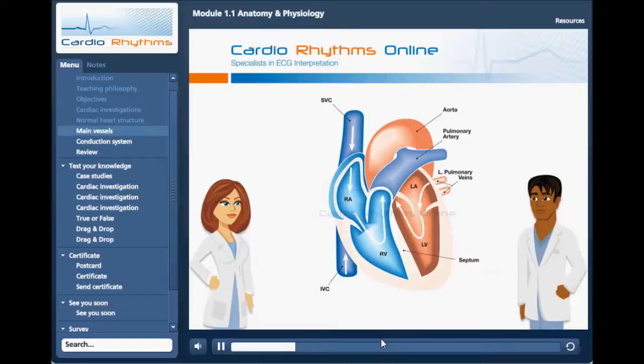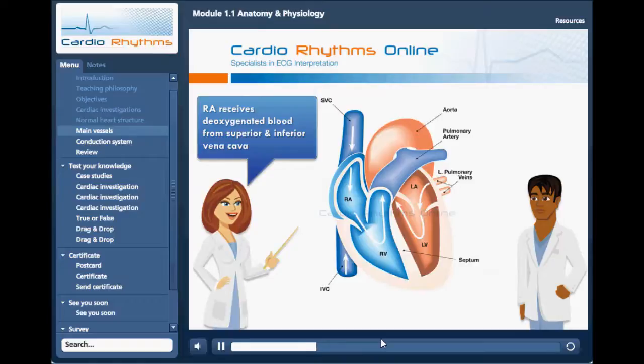The right atrium receives deoxygenated blood from the body via the superior and inferior vena cava. The superior vena cava delivers blood from the upper half of the body. Therefore, as you'd expect, the inferior vena cava delivers blood from the lower half of the body.